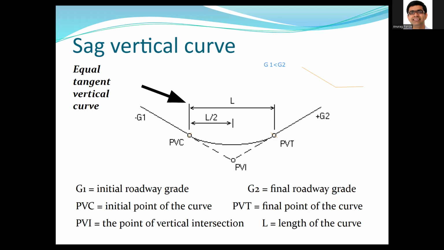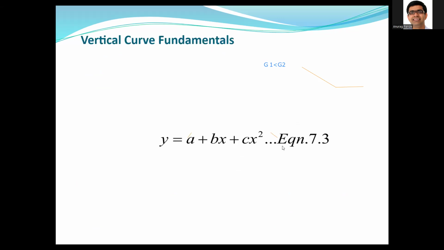PVC is the start point of the curve. PVT is the final point of the curve. The acronym PVI stands for point of vertical intersection. PVC stands for point of vertical curvature. And PVT stands for point of vertical tangency. PVC is the initial point of the curve. So remember these basic definitions of your PVC and PVT.